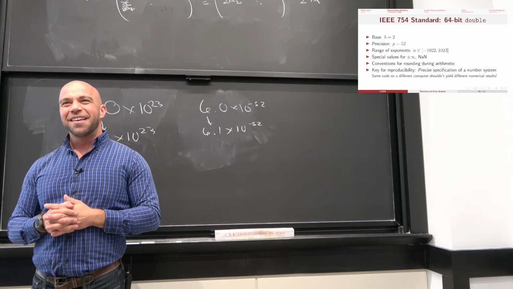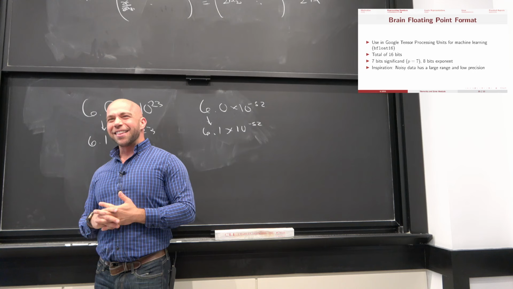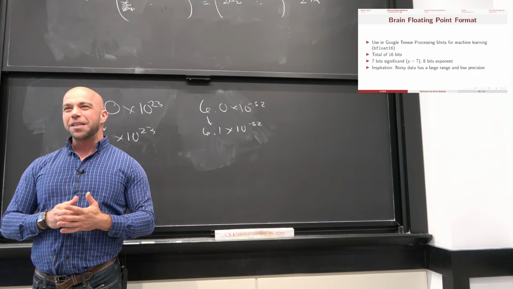So in fact, just a couple years ago, Google Brain released its own floating point format. It was really fun for me, because I'm a numerical guy, to read this, because I think it's the first time somebody thought critically about this stuff in a while. And in particular, there is a new data type that you can use specifically on these Google TPUs, which are used for machine learning applications.